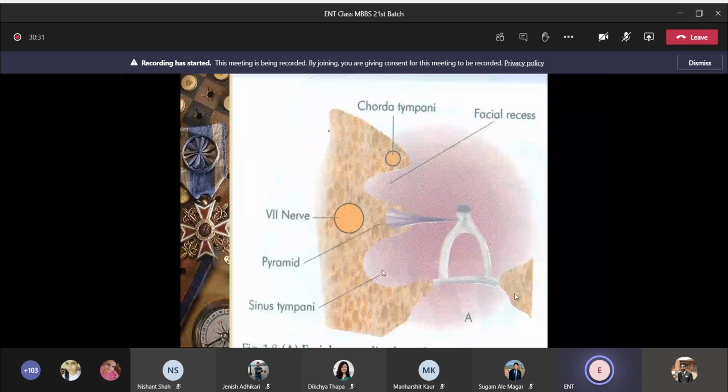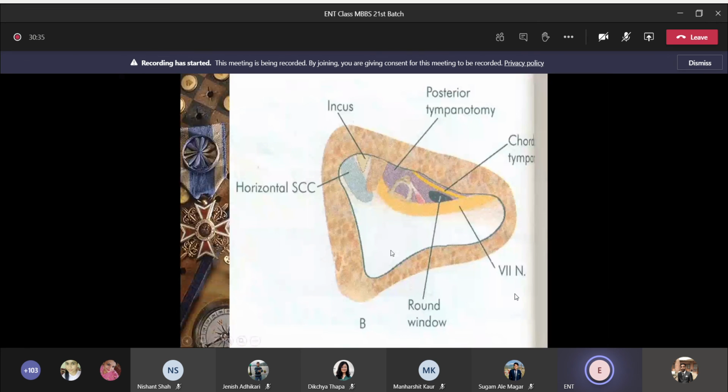This is how we see from the facial recess. If during surgery we drill this part from the mastoid cavity, we can see like this. This is the facial recess. From the facial recess, we can see the horizontal semicircular canal, incus, stapes, round window, and chorda tympani nerve, and this is the facial nerve. This is the view once opened during the surgery.